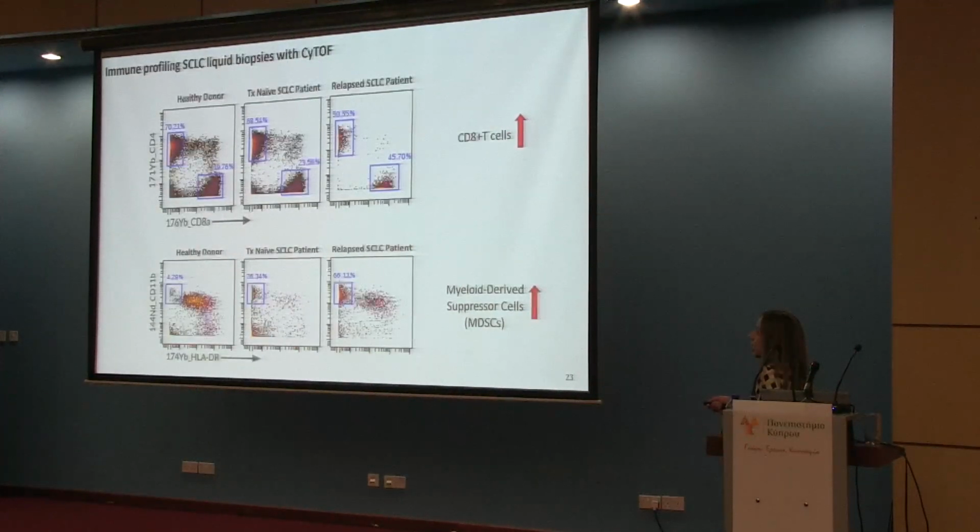And then you can also look at immune populations. So here we're looking at T cells, right? And you can see, for example, CD8 T cells are much higher in the treatment-naive patient compared to the healthy donor, and even higher in the relapsed patient. Or you can look at myeloid-derived suppressor cells, which actually help cancers survive, and you can see it's very low in the healthy donor, higher, and even higher in a relapsed patient. All this from a single run of a couple of samples.